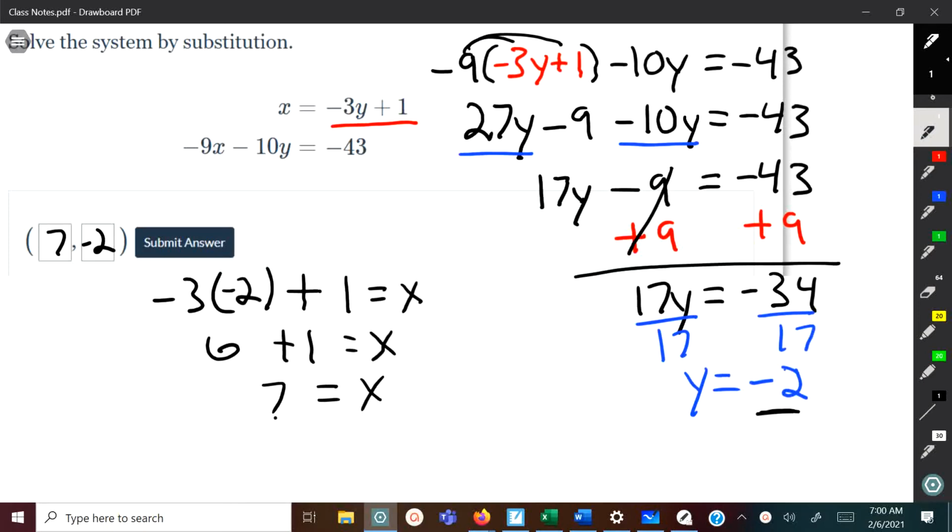And that is using substitution level 3 to solve a system of linear equations.